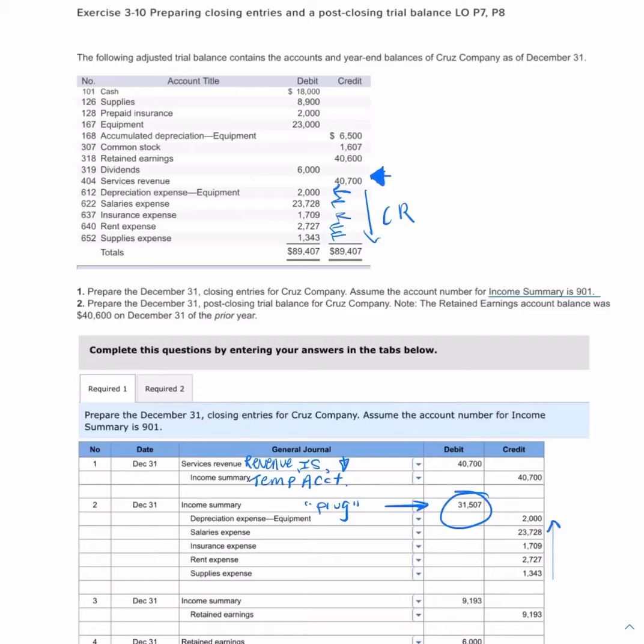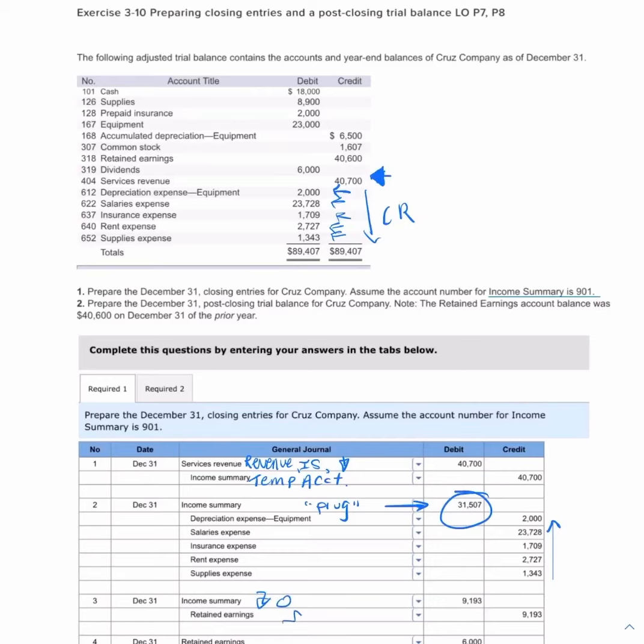Now to figure out the next entry, once we have closed our revenues and our expenses, we then must close income summary. So if you were to draw out a T account for the income summary, what you would see is $40,700 as a credit, $31,507 as a debit, which would leave you with $9,193 as a credit balance. If it has a credit balance, then you will need to debit the income summary account to remove it. So now this is going down to zero.